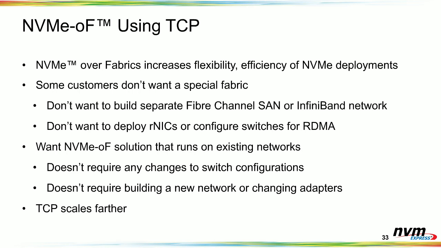In addition, it turns out that TCP, in most cases, scales farther in terms of distance than RDMA over Ethernet. So again, with RDMA over Ethernet, you can get some performance benefits, but there also may be more distance limitations because there are some latency restrictions, and if you go too far, then the latency gets too high and it becomes harder to use. So TCP has that advantage in terms of distance scalability.